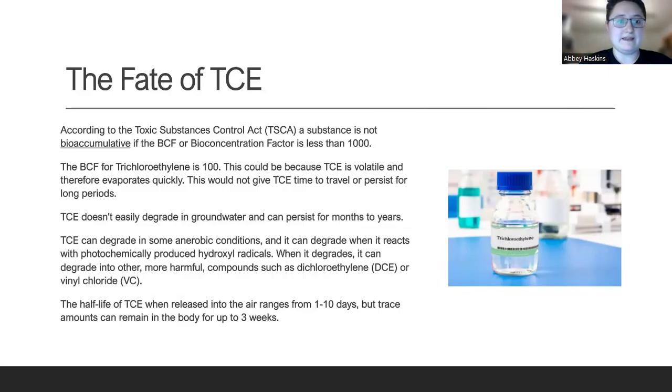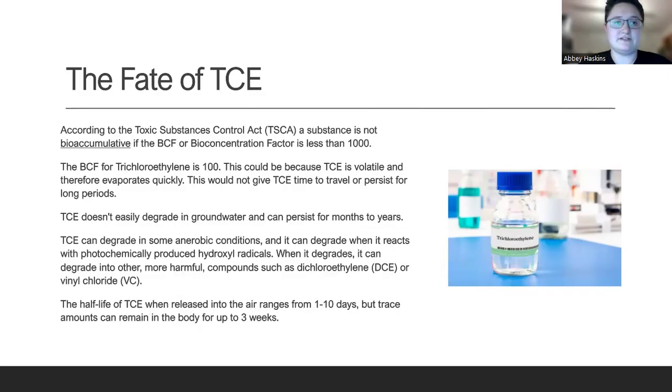And it can degrade in some anaerobic conditions where there's no oxygen, and it can degrade when it reacts with photochemically produced hydroxyl radicals. Hydroxyl radicals are produced during an interaction between sunlight and water. And when it degrades, it can degrade into other more harmful compounds such as dichloroethylene or vinyl chloride.